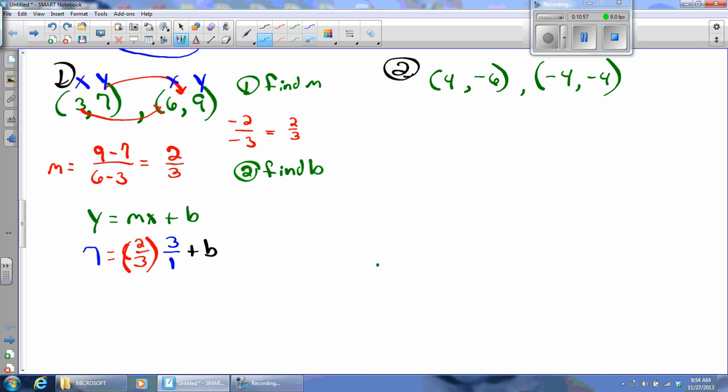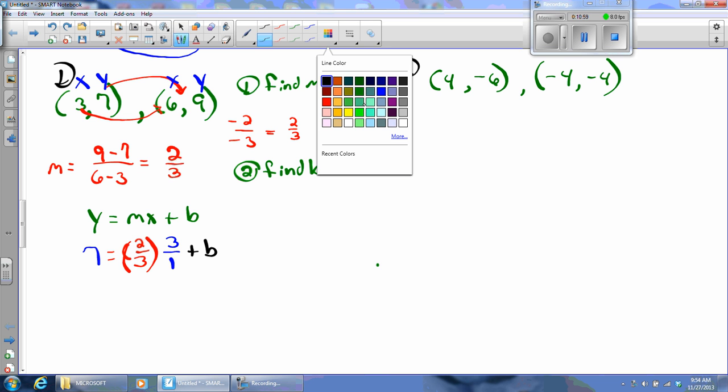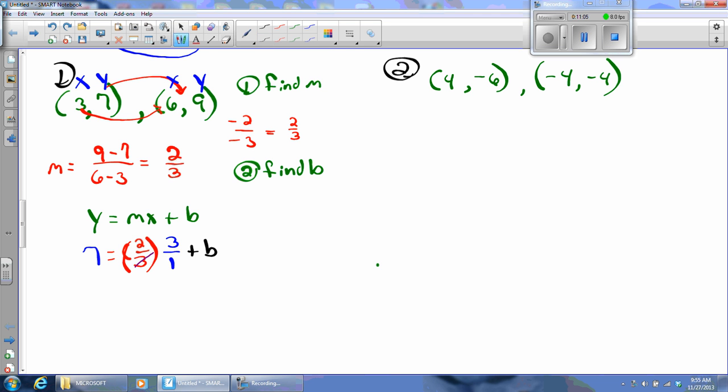All right, I've got 3's canceling out, and I'll have 7 equals 2 plus the b. B is not alone. I subtract 2 from both sides. 5 is going to equal b. So now I found b. There's one more step, right?